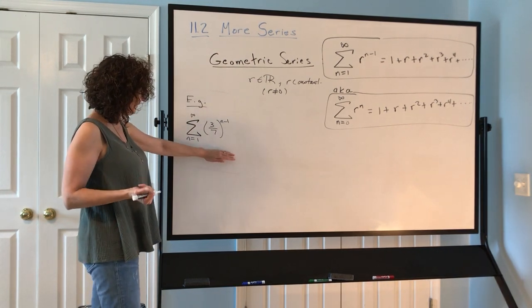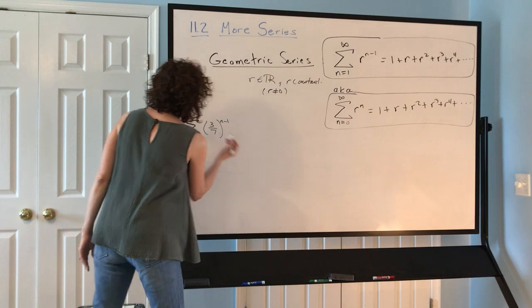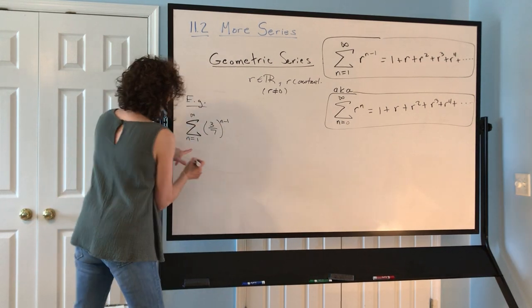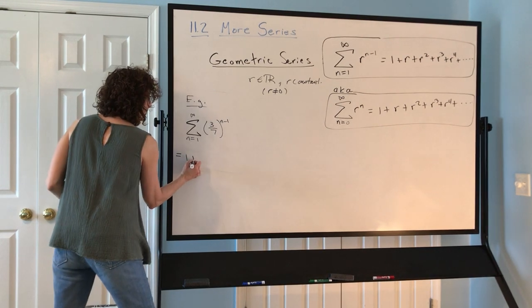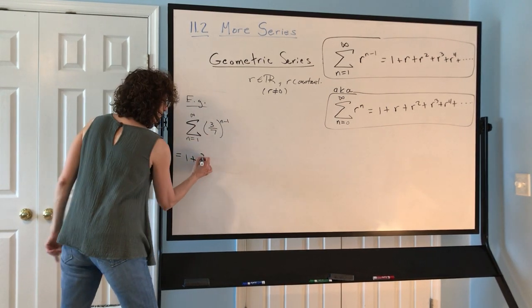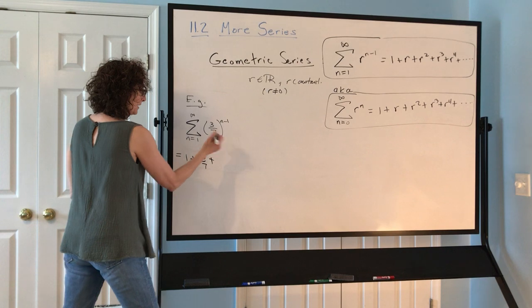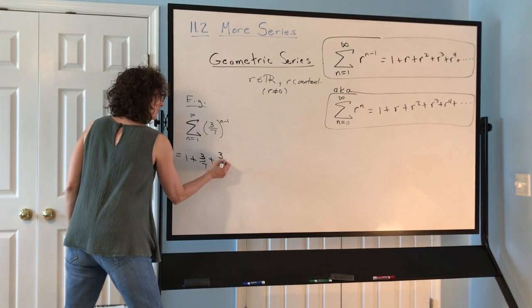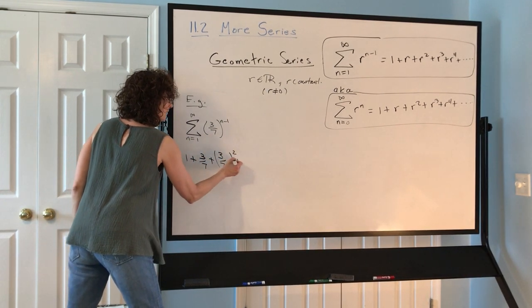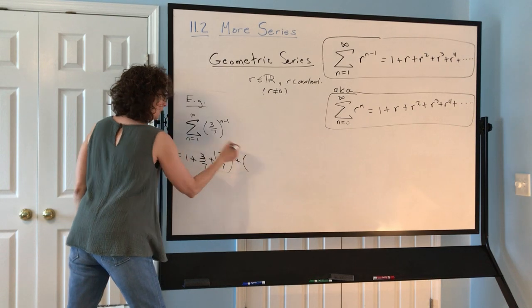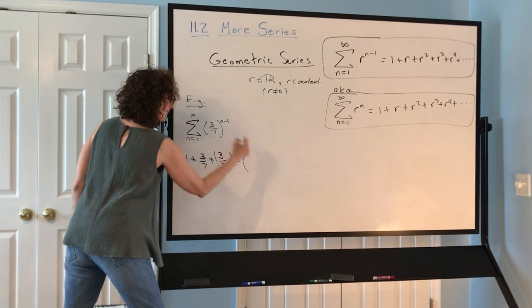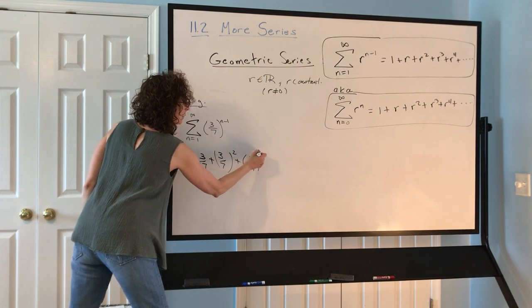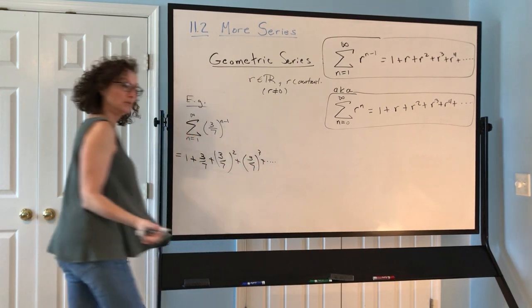So we've got this guy. Let's write down what that means. When n is 1, what do we have? (3/7) to the 0 power, 1. Plus when n is 2, 3/7, plus when n is 3, (3/7) squared. Plus when n is 4, n is 1, 2, 3, n is 4, what do we have? (3/7) cubed. And that goes on forever.